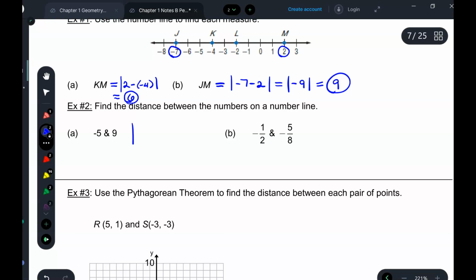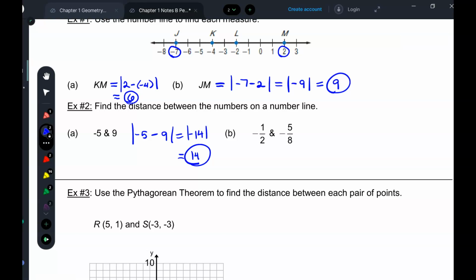Does it matter which one we put first? Makes no difference. So let's say I put -5 minus 9 in absolute value. What's -5 minus 9? -14, and then we want to make the absolute value, make it positive. So when we take the absolute value of something, we just always make it positive.